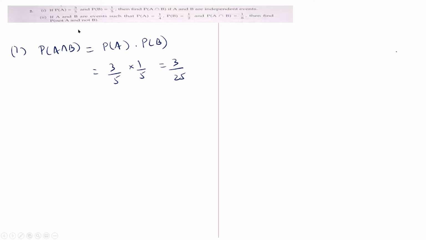The second subdivision, if A and B are events such that P of A equal to 1 by 4, P of B equal to half and P of A intersection B equal to 1 by 8. Then find probability of not A and not B. Here we can see that A and B are independent events because probability of A intersection B is equal to probability of A into probability of B. If A and B are independent events, then so are A complement and B complement. They are also independent events. So we can find probability of A complement intersection B complement as probability of A complement into probability of B complement. Now let us write the steps.